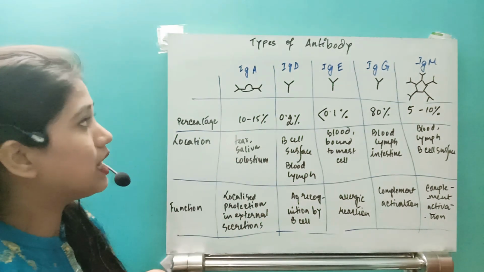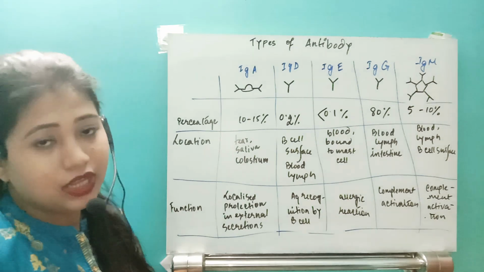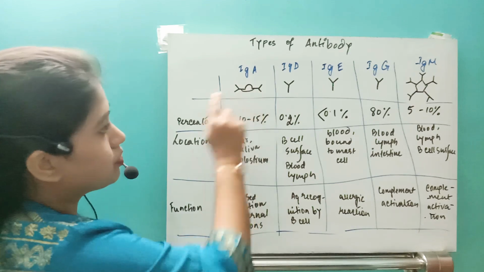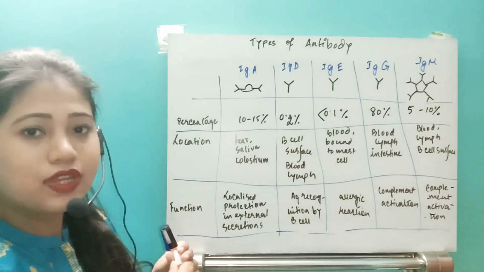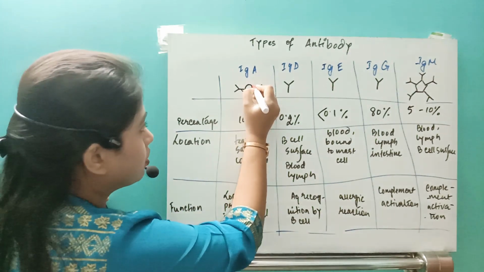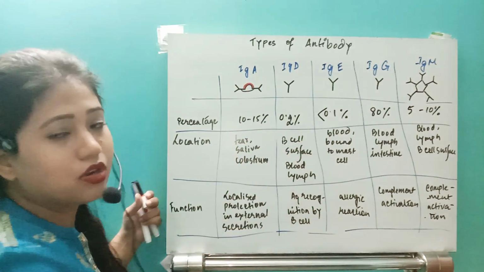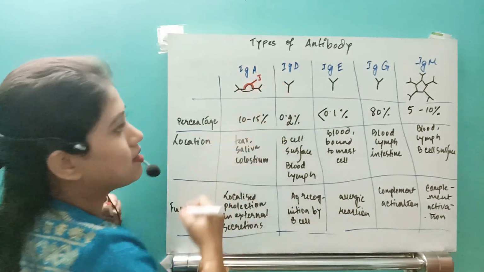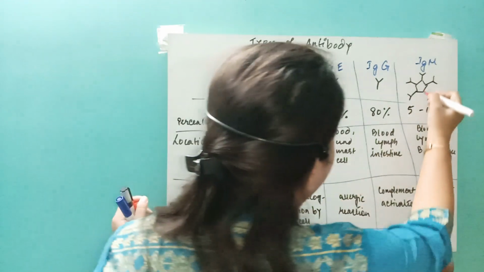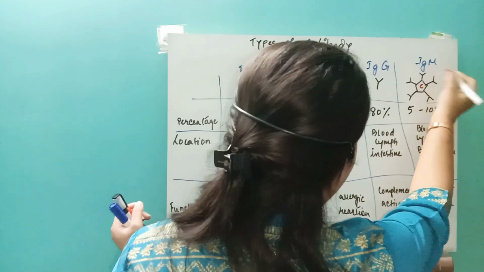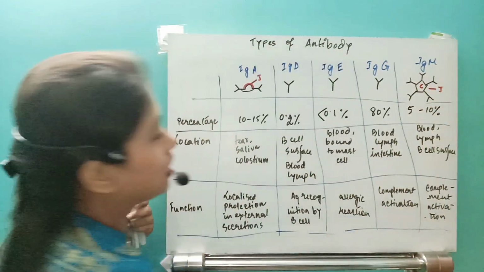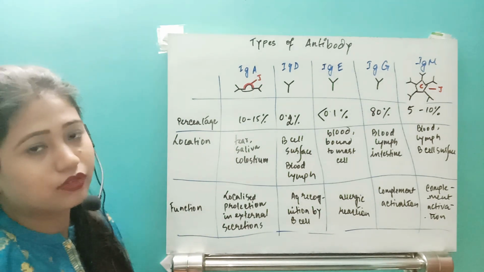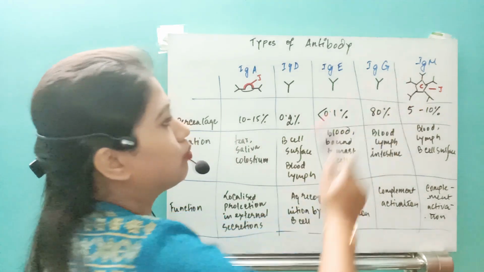First of all, immunoglobulin A will have 2 Y-shaped structures, and these 2 Y-shaped structures will attach to each other by another chain that is known as the J chain. In case of immunoglobulin M also, it is going to have another J chain. So the J chain will help attach the 2 Y-shaped structures of immunoglobulin A and immunoglobulin M.